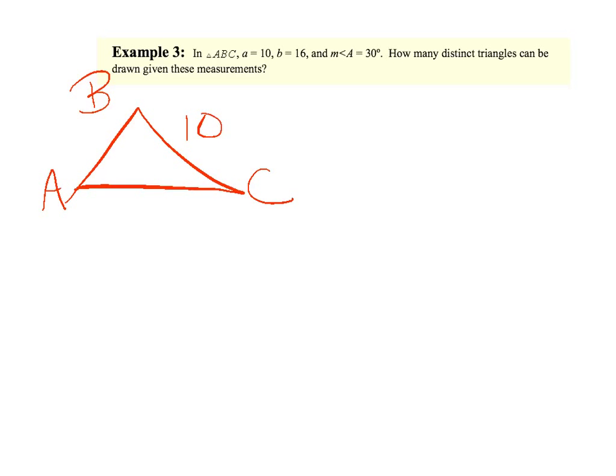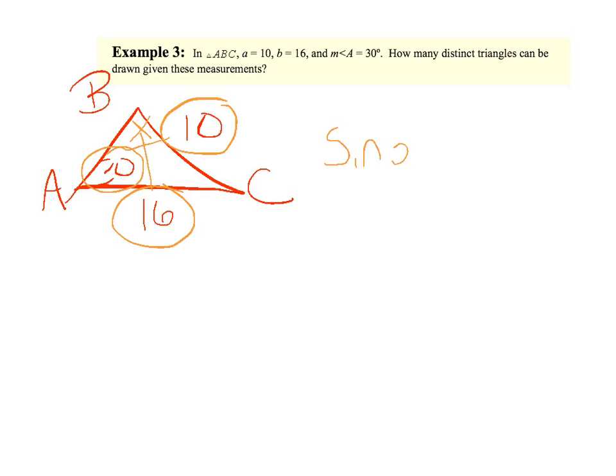All right, example 3, triangle ABC again. Side A is 10, B is 16, angle A is 30. How many distinct triangles can you make? All right, we're playing the same game. Side, angle across, side, angle across. That's where I'm putting my x. Okay, so I'm going to say the sine of 30, remember the trig function goes with the angle, over the opposite, which is 10, equals the sine of x over its opposite partner, which is 16. Okay, nice, cross multiply.